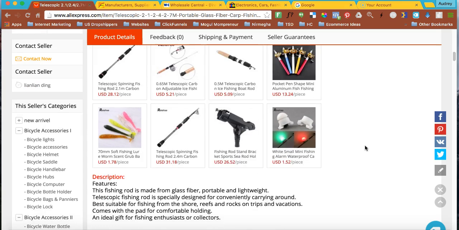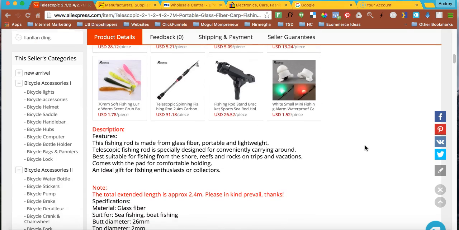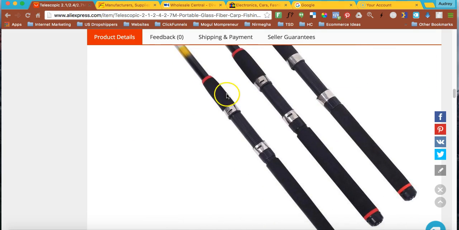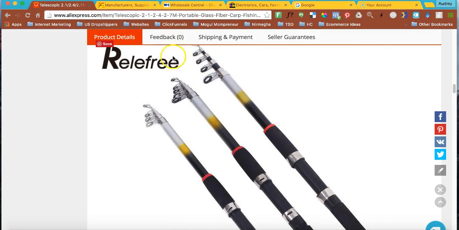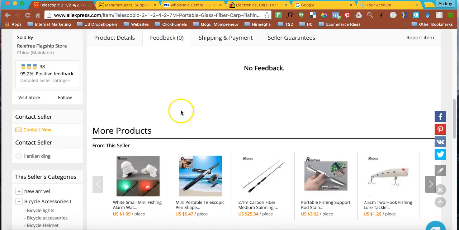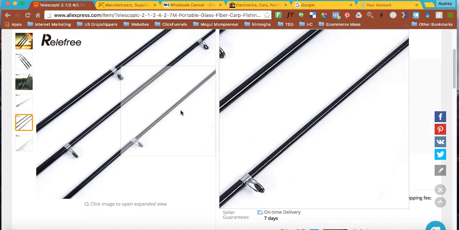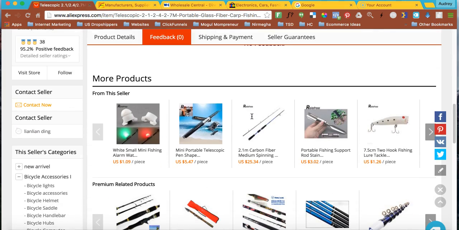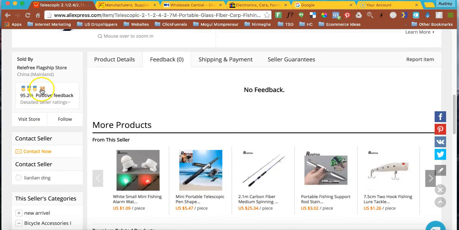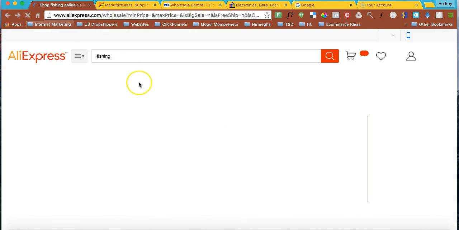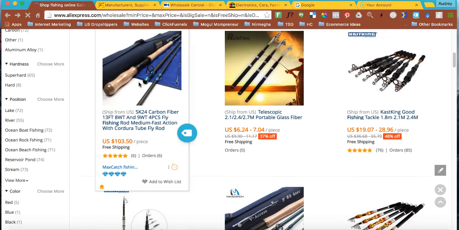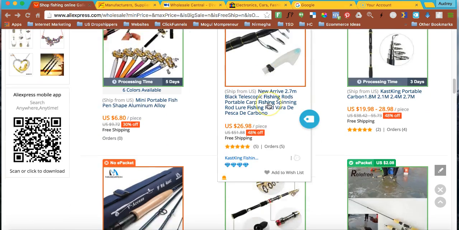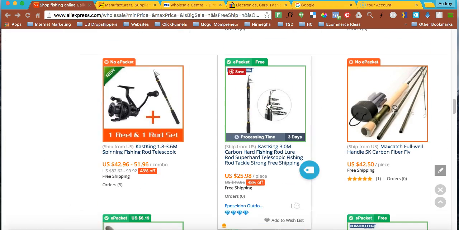Also, you want to look at the reviews. You also want to look at feedback. So this seller doesn't have any feedback, so I probably wouldn't be inclined to buy this particular product from them. Plus, they don't have the blue diamond. So this would probably be one that I would skip. But I would just continue on in my research, looking to see if I can find some more options.